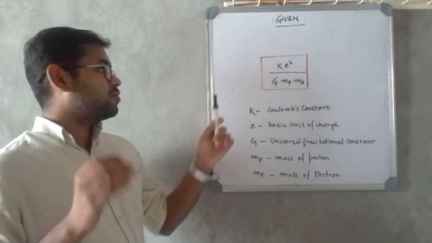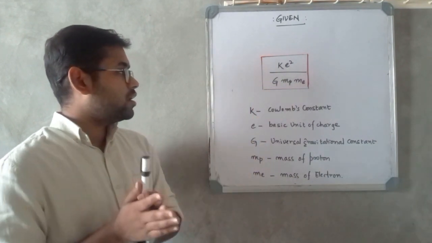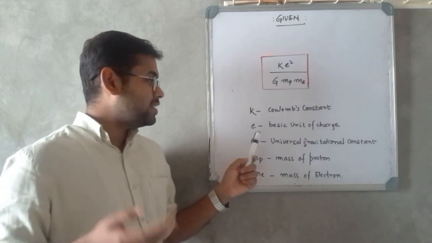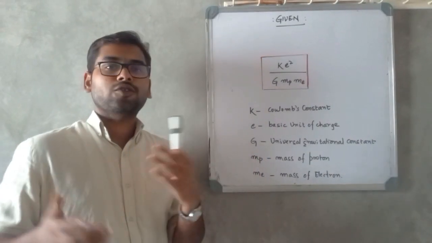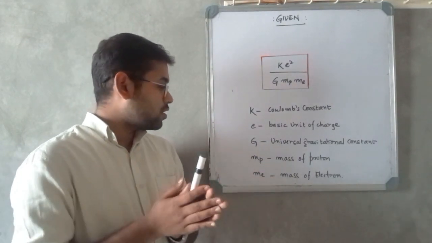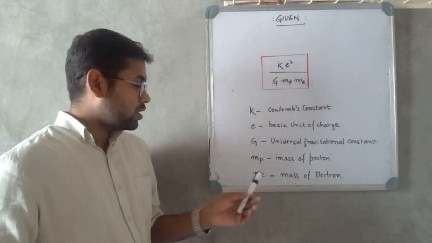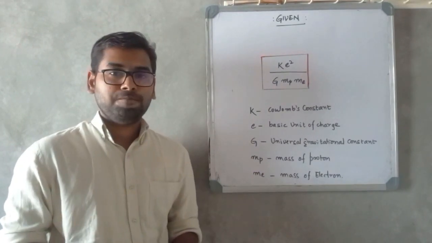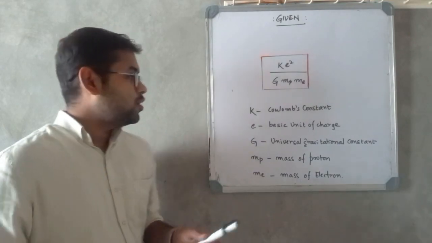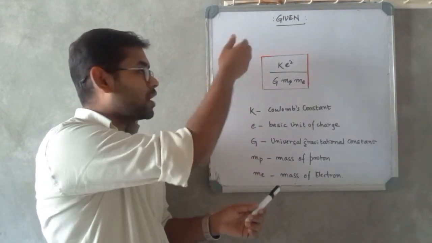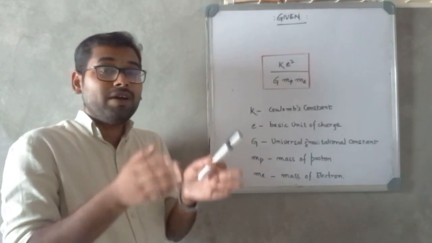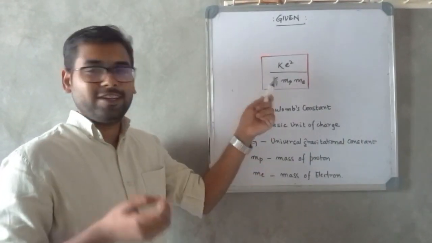Guys, here in this question they have given us this ratio, that is ke square divided by G mp into me, where k is the Coulomb's constant, e is the basic unit of charge, which is the magnitude of charge on proton or charge on electron. G here is the universal gravitational constant, mp is the mass of proton, and me is the mass of electron. Guys, first we need to show that this ratio is dimensionless, and then using the values of these constants we need to calculate the value of this ratio, and finally we need to comment on the significance of this ratio.